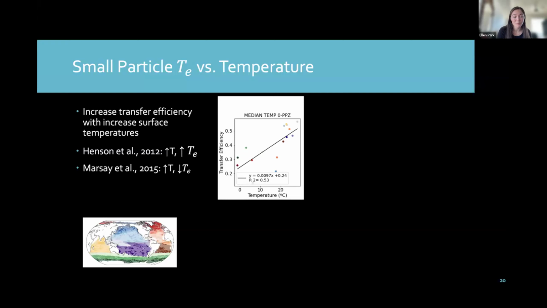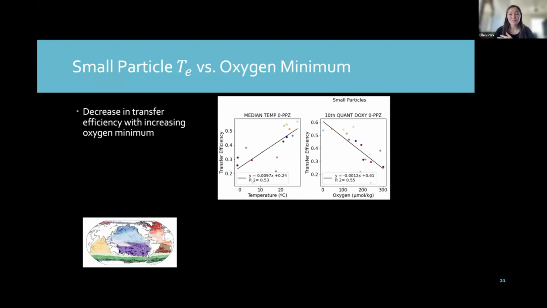But we'll compare how it looks when we're looking at the depth values in a little bit, but just something to keep in mind. But also, we can compare how the transfer efficiency varies with other biogeochemical parameters. So we can look at the oxygen minimum, and we see that there is a negative correlation between the transfer efficiency and the minimum oxygen, which we're defining here as the 10th quantile to make it less sensitive to outliers in each biome. And so this goes with what we would expect, where when you have oxygen, it's easier to respire and consume these particles than when there's no oxygen.